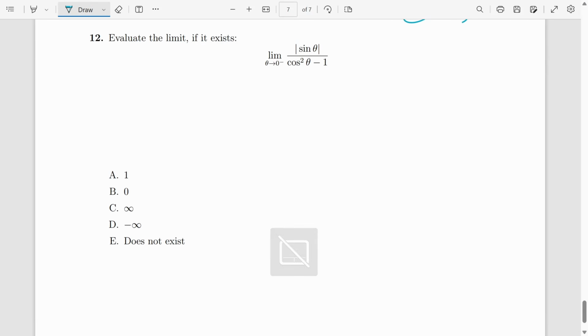All right, question 12, the last limit and the last problem of this entire exam. So we have the limit as theta approaches 0 from the left side. That's a little different. And what's also really different is this absolute value here. That's a little uncommon, especially in limits. And usually it's kind of weird. You don't really know what to do at this point.